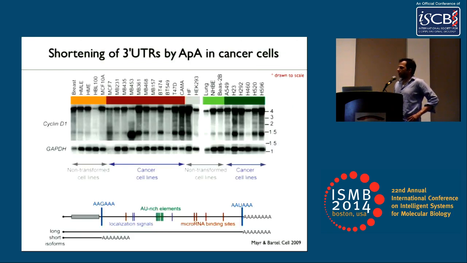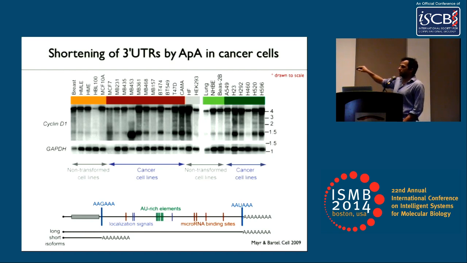So our interest in this project, and a lot of other labs' interests as well, may be summarized in this figure from Christine Meyer's paper in 2009. And what I'm showing you here is a northern blot of cyclin D1 in a large panel of cell lines. These are breast, these are lung. The light colors are normal tissues, normal epithelial cell lines. The dark are transformed tumor lines.